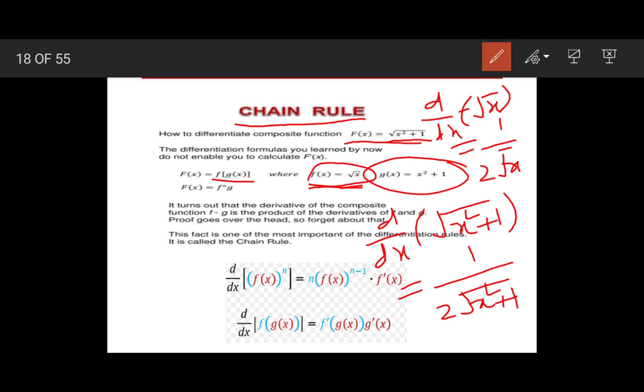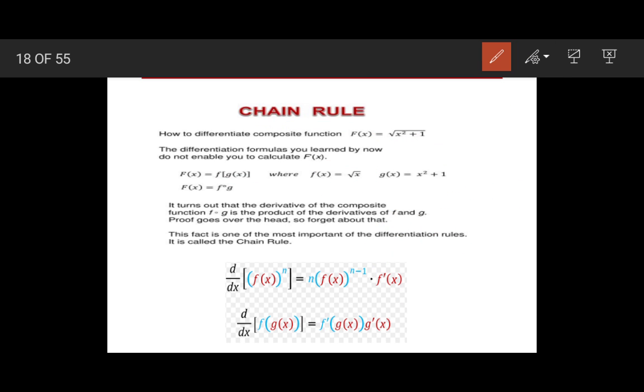Why? Because this is in the form of root x but not exactly root x. Now the second function is x square plus 1, and we have to find the derivative of x square plus 1 also, and hence we are going to do the multiplication, means into derivative of the second function. So derivative of x square plus 1. Okay, so this will complete the whole derivative procedure. So first we have to find the derivative of root x, we have to apply the formula of root x, and then we have to find the derivative of x square plus 1.